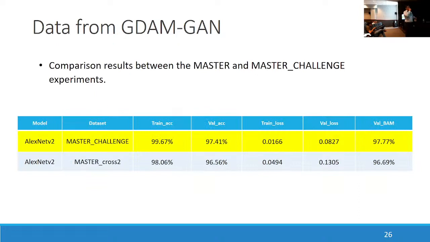So here we can see the results of the experiment on the Master Challenge dataset, and the comparison with the experiments of the cross-validation set, fold number 2 of the Master with AlexNet. And here we can see that we keep the performance of the model, so we can say that the model is generalizing with the new GAN samples, and that we keep the same performance.